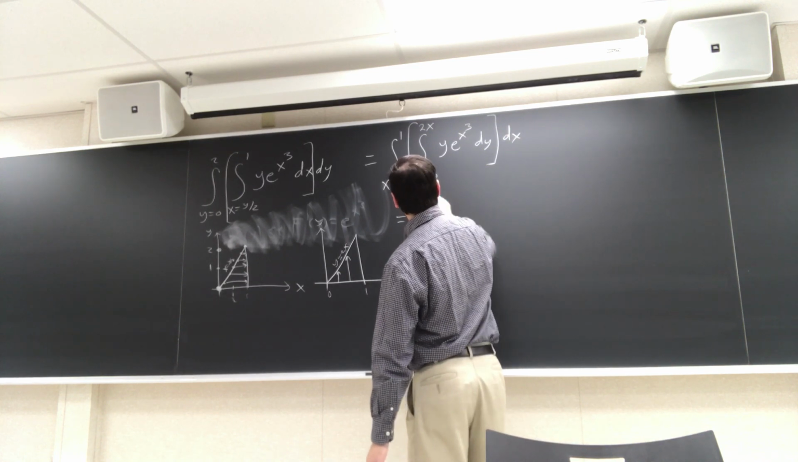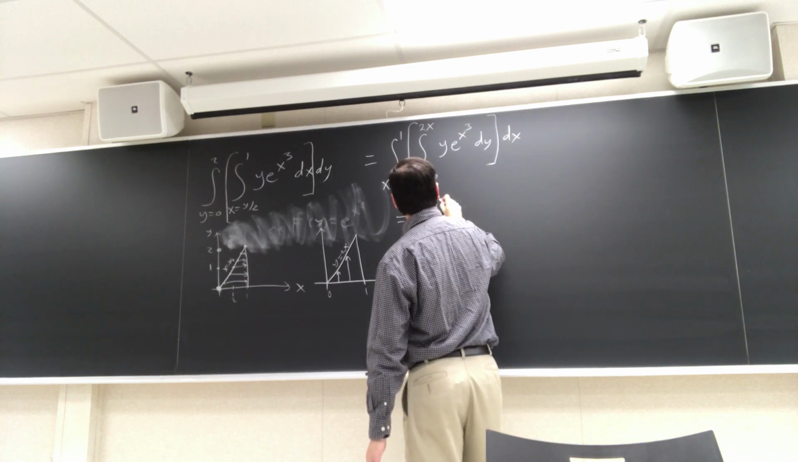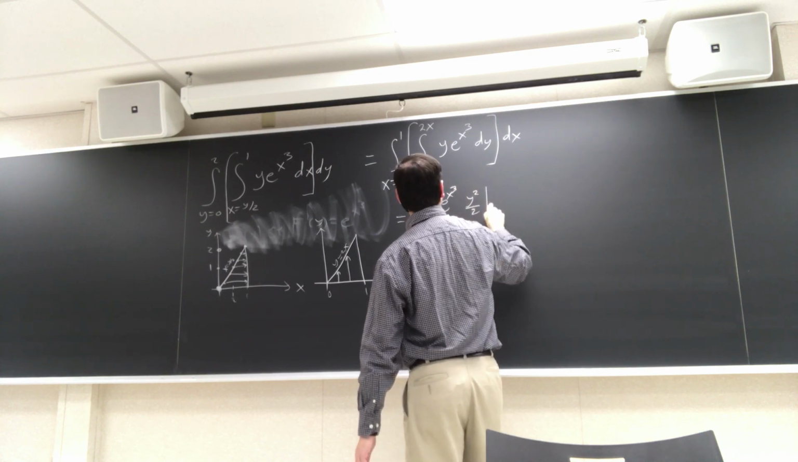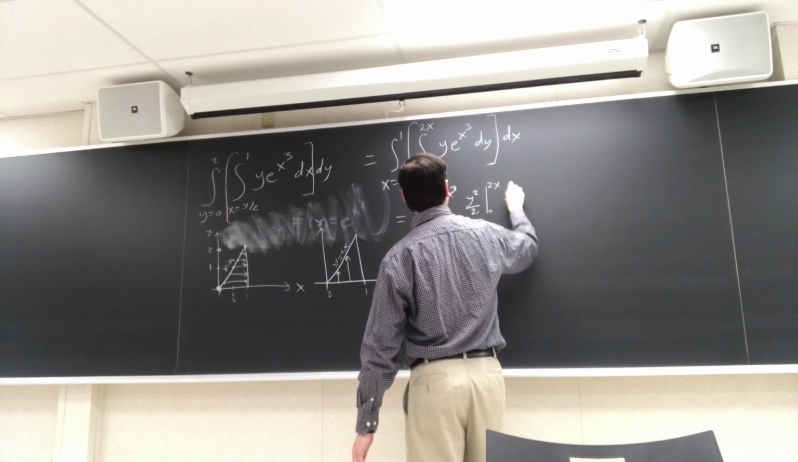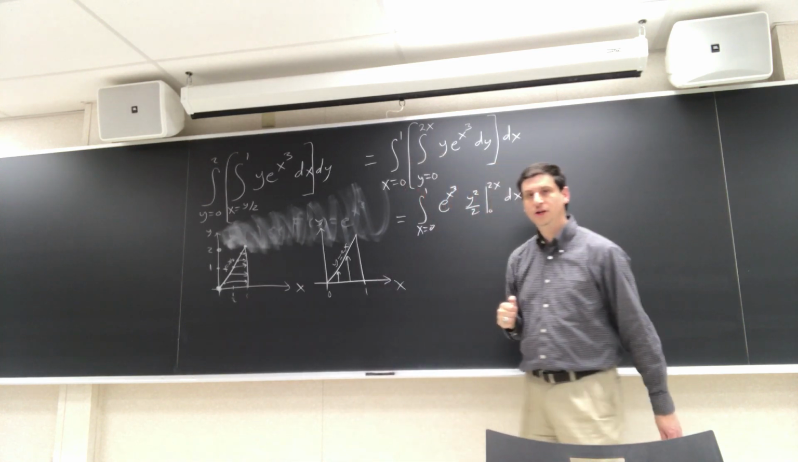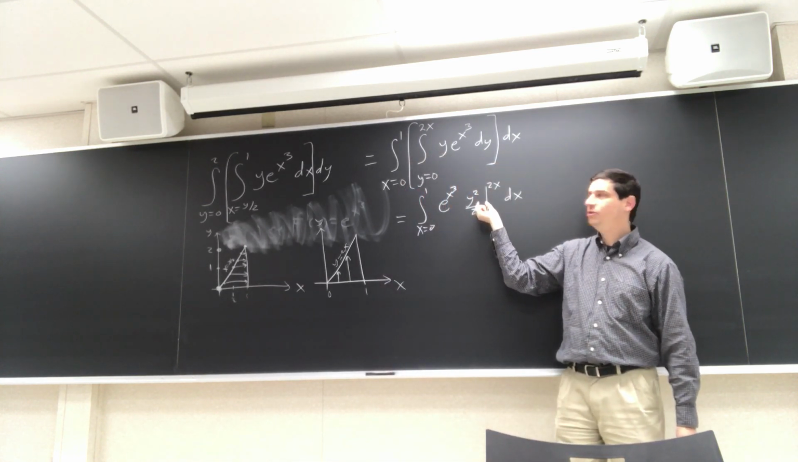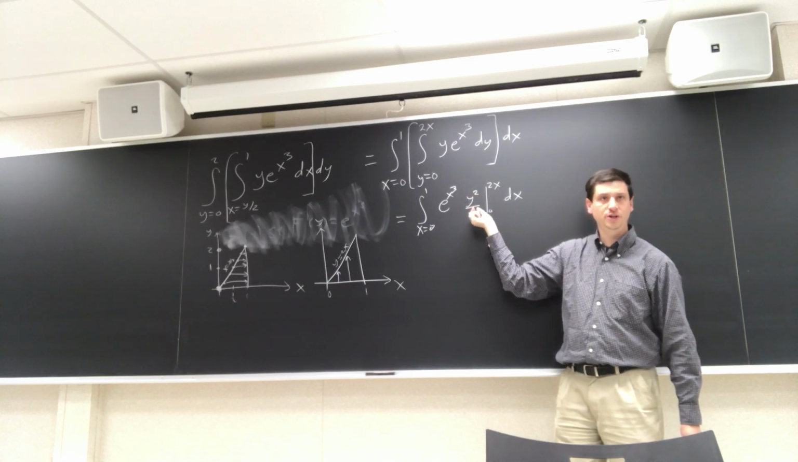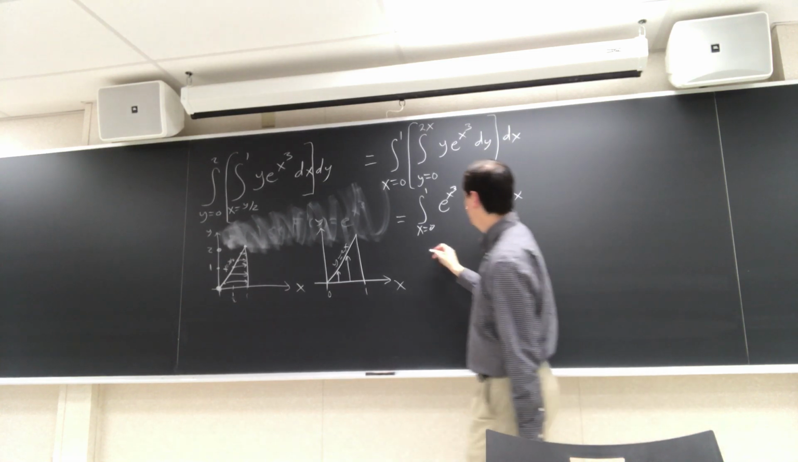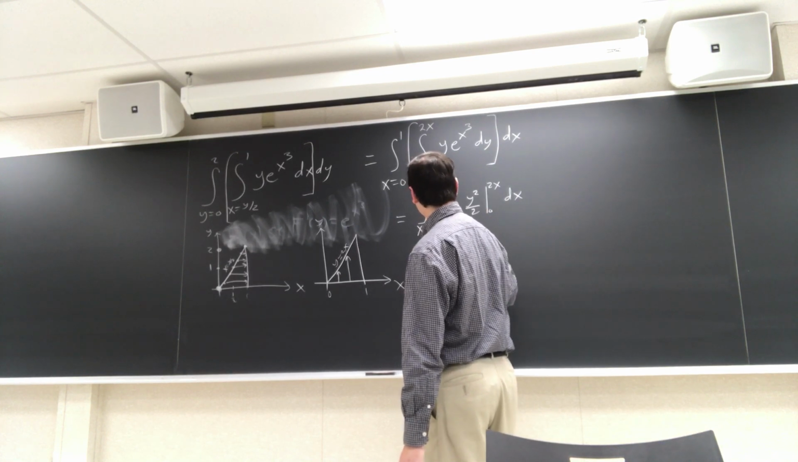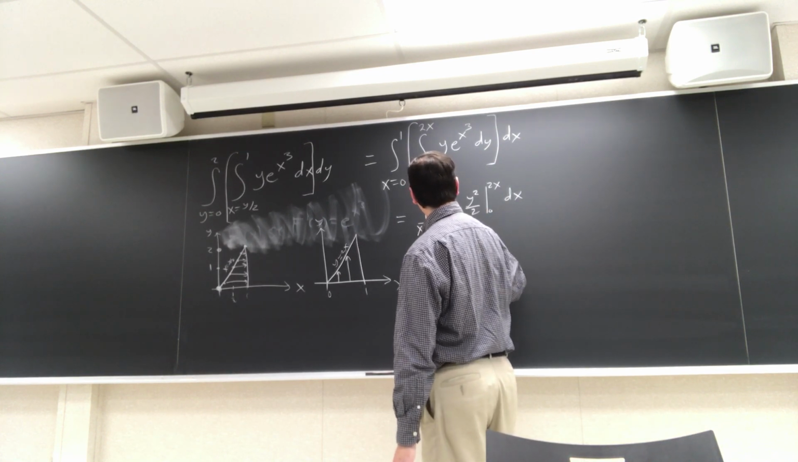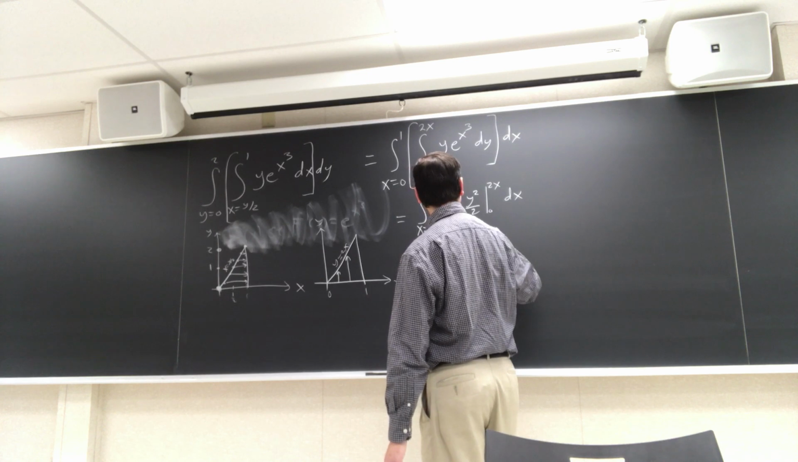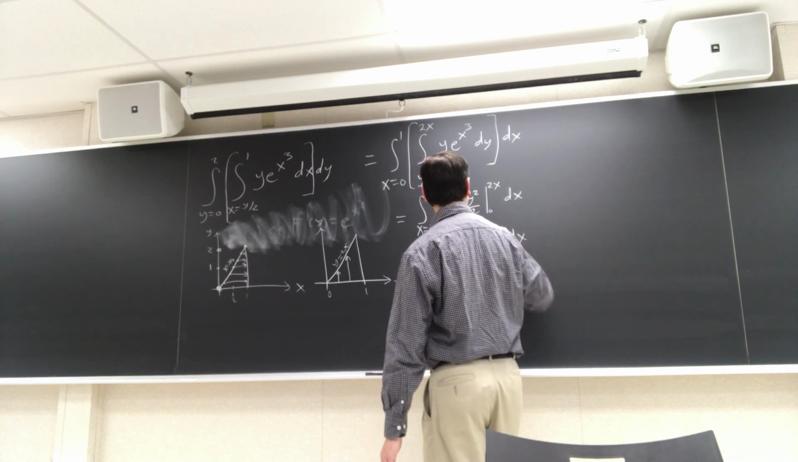So we now get the integral, x goes from 0 to 1, then we would have e to the x cubed, we would have y squared over 2 evaluated from 0 to 2x, dx. When I evaluate this at 0, I get 0. When I evaluate it at 2x, I get 4x squared over 2. So I get 2x squared. So we are left with the integral, x goes from 0 to 1, e to the x cubed, then I would have 2x squared dx.